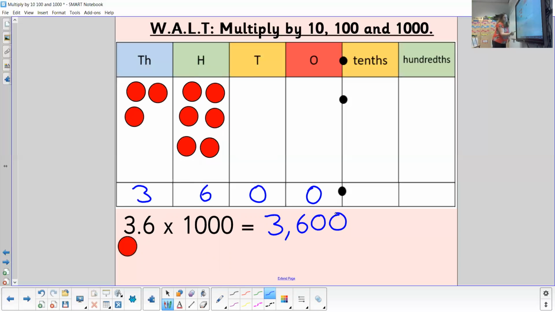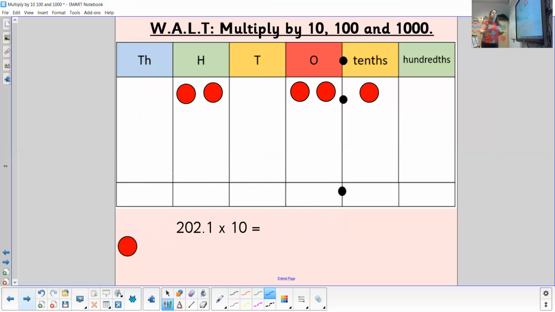Again, I can use my cheat method. So I've got my 3.6, and move it 3 spaces. 1, 2, 3. Write it underneath. 3, 6, and then 0, 0, and I get the same answer. Right. Okay, let's try this one.